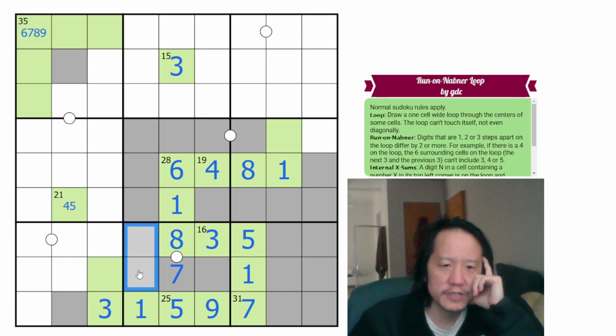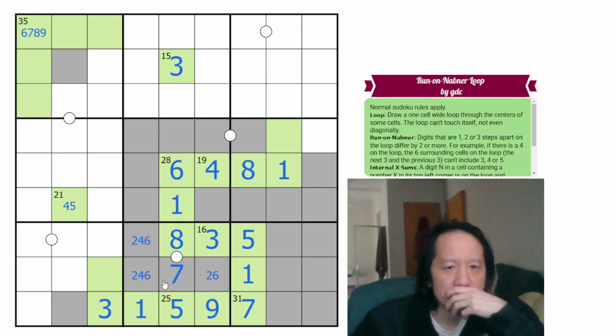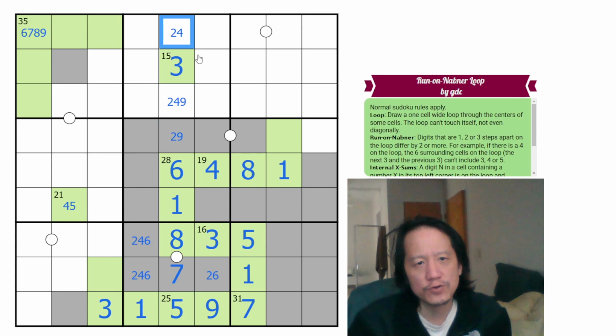Okay, what are the remaining digits here? 2, 4, and 6. So this is 2, 4, 6, and this is 2 or 4. Sorry, 2 or 6. The remaining cells here are 2, 4, 9. And this can't be 4 here. It cannot be 4 here, so this is 2, 4, 9 also.